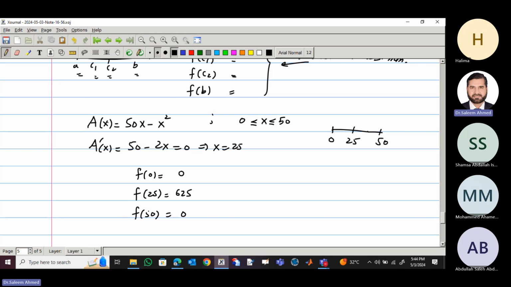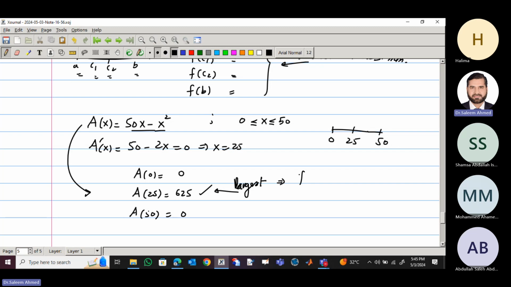The function value, not f, it is area. My function is area basically. A at 0, A at 25, A at 50. You can see that at 0 it is 0, and 50 into 50 minus 50 squared is also 0. But 50 into 25 minus 25 squared is this one. So which one is largest? So this one is largest, right? They are asking me to find the maximum area. So I'm only looking for the largest value.